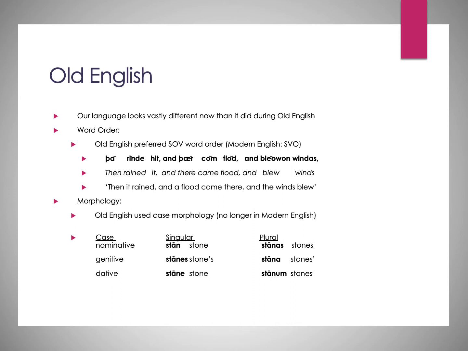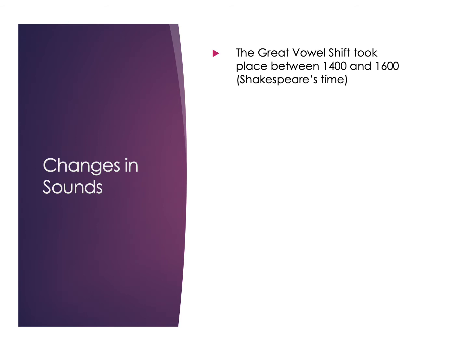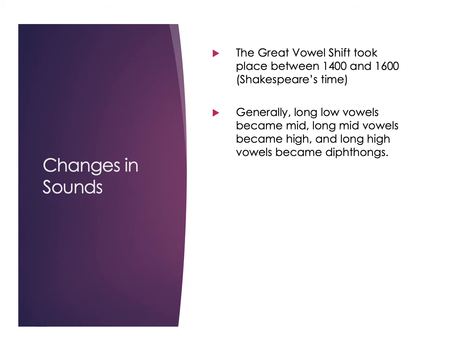We've also had a lot of changes in sound. That's probably one of the most crucial changes to English over time. So one of the most influential sound changes that have taken place in the history of English is known as the Great Vowel Shift. So this was around the time of around 1400 to 1600, including Shakespeare's time. And we'll talk a little bit more about this, but generally the long low vowels became mid vowels, our long mid vowels became high vowels, and then the long high vowels became diphthongs.